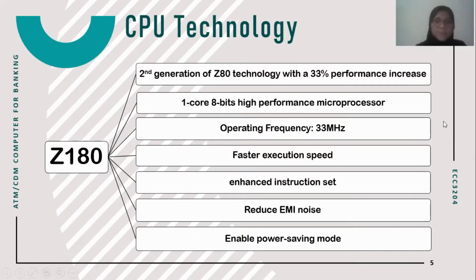Next, I will briefly explain about CPU technology. We are using Z180 as the central processor. Z180 is the second generation of the Z80 family with a 32% performance increase. It is a 1-core, 8-bit high-performance microprocessor with an operating frequency up to 53 MHz. The advantages of Z180 technology are faster execution speed, enhanced instruction set, reduced electromagnetic interference noise, and also a power saving mode.